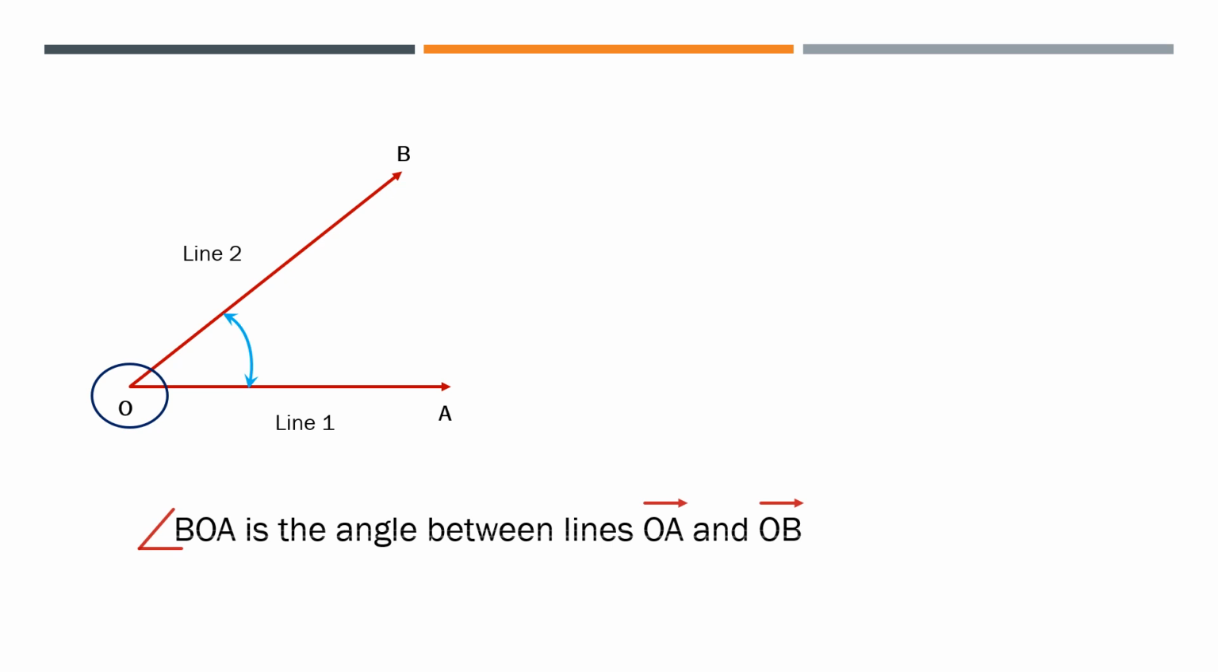We have got a ray OA and another ray OB. Both of them are touching at the point O. The space between these two lines is called an angle. We say BOA is the angle between lines OA and OB.